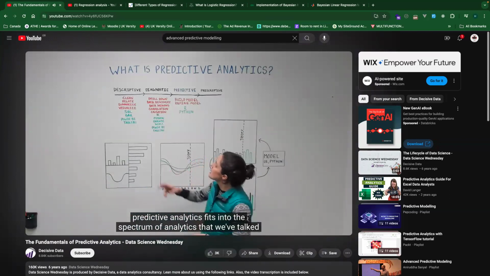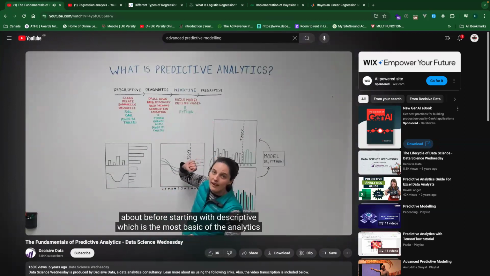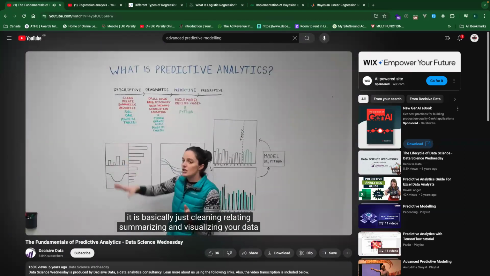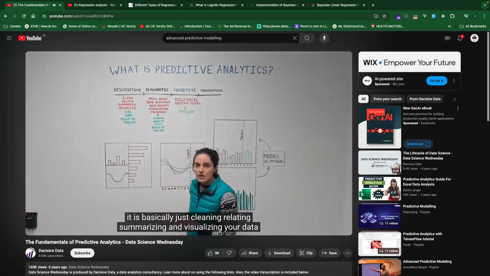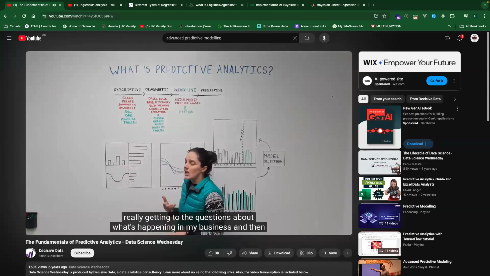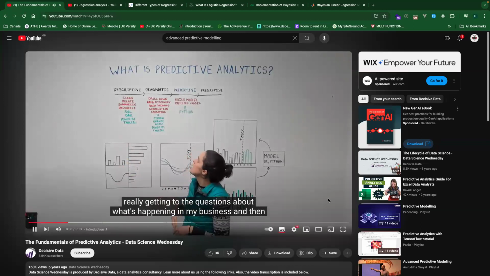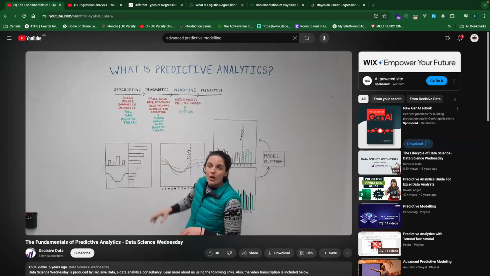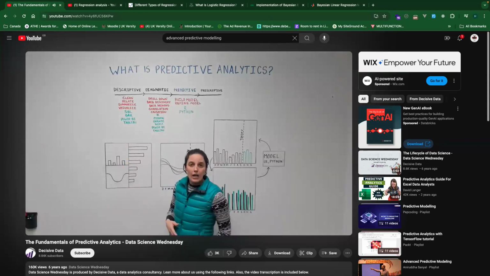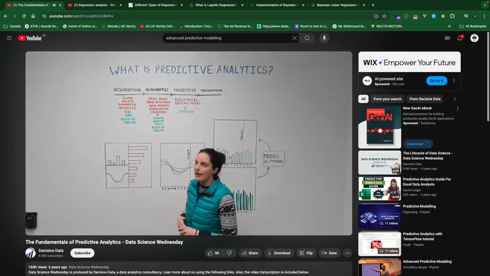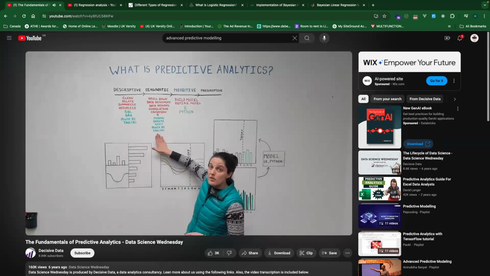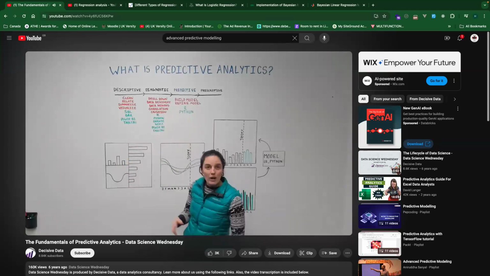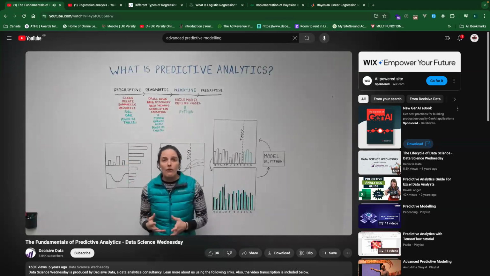Predictive analytics fits into the spectrum of analytics that we've talked about before. Starting with descriptive, which is the most basic, is basically just cleaning, relating, summarizing, and visualizing your data, really getting to the questions about what's happening in my business. And then there's diagnostic, which is really getting down to why things are happening, what's causing my revenue to decline or to increase, how are things related. So if you've got a good base in both of these, then we're ready to move into predictive analytics, which is going to dive into what's going to happen in the future, which is super powerful.